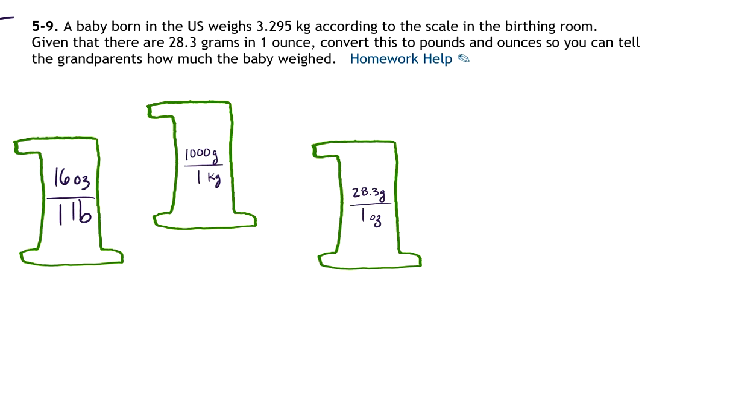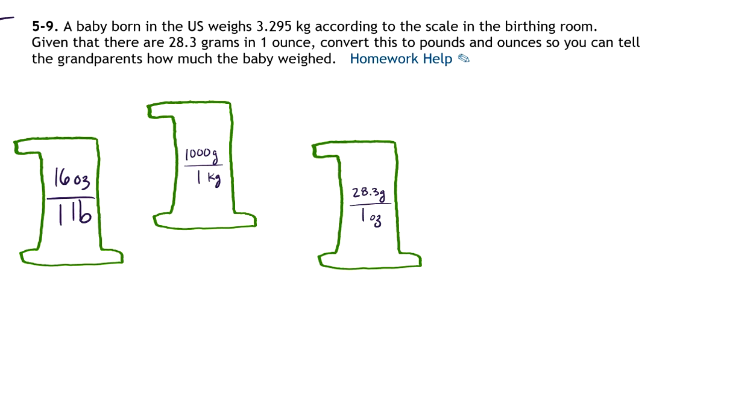1,000 grams is the same thing as 1 kilogram. So 1,000 grams over 1 kilogram is equal to 1. And finally, I've got this one that they gave me in the problem. 28.3 grams is equivalent to 1 ounce. So if I write that as a giant 1, it just equals itself.